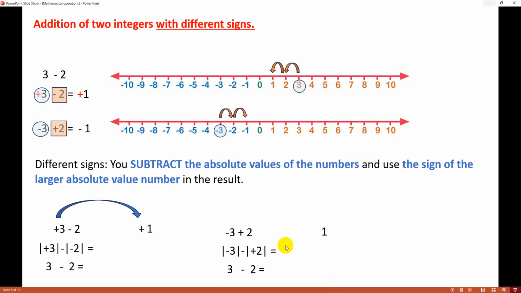Now you take that 1 and you ask the same question. Which of these two numbers is bigger? Don't look at the sign, just look at the numbers. 3 or 2? 3 is bigger, so you're going to use a negative in the answer. So the answer is negative 1. So different signs, you subtract the numbers, and the sign that you use is going to be of the number that looks bigger, regardless of the sign.